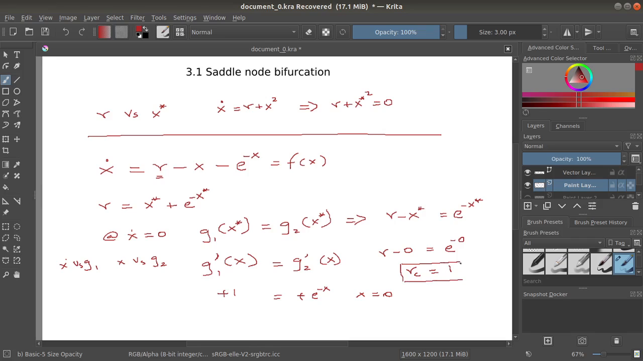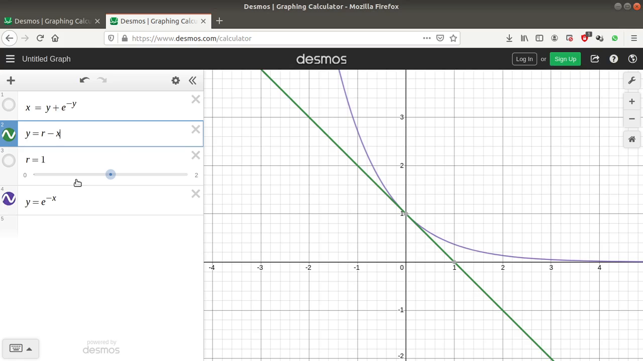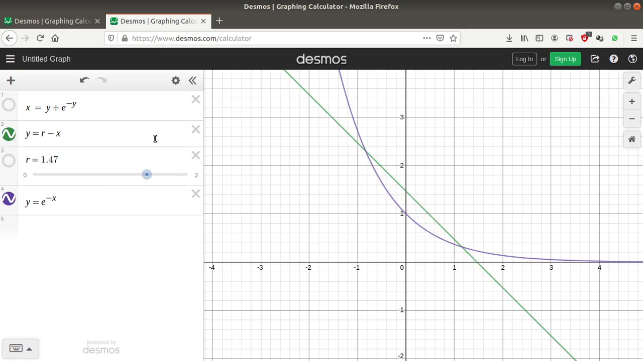So the bifurcation occurs when r is equal to 1. That's what we have got. The bifurcation occurs when r is equal to 1, which is a saddle node bifurcation. If I increase r further, we have got 2 fixed points.